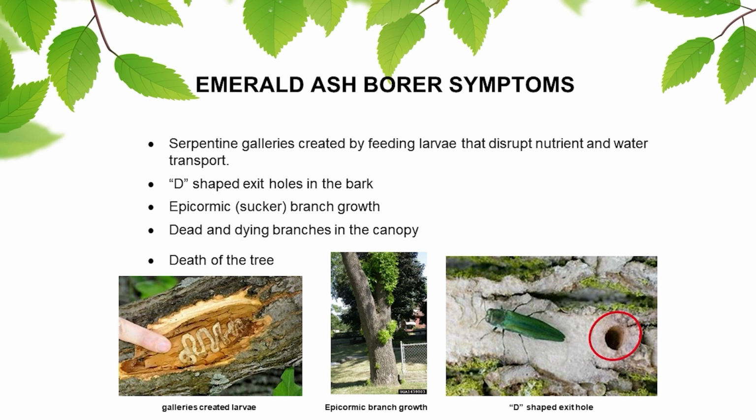Epicormic sucker branch growth may occur. Dead and dying branches in the canopy, followed by the eventual death of the tree, will occur without an effective management program.